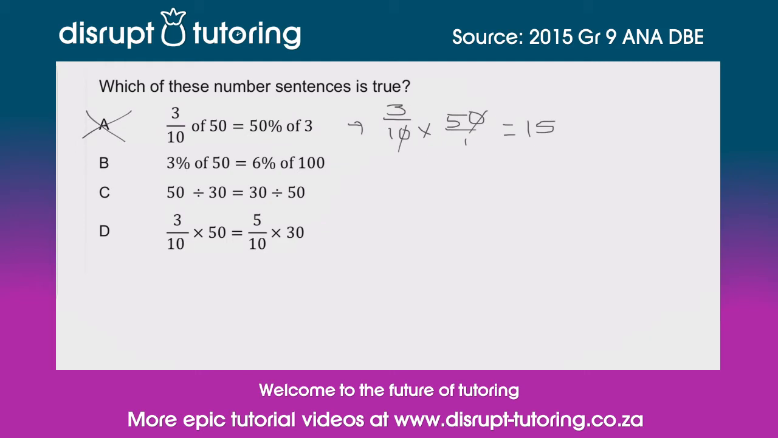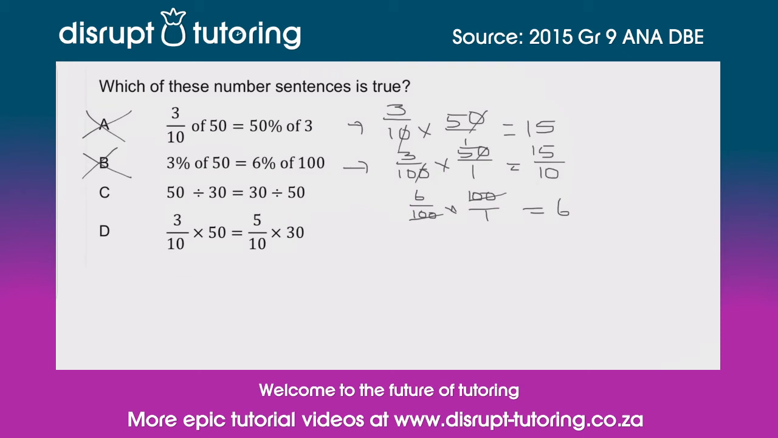Now, let's do 3% of 50. So on the right-hand side here, we're going to say 3% of 50. So that's going to be 3 over 100 times 50 over 1, and we're going to just cancel those out, and we're left with 3 times 5, which is 15, and that's going to be over 10 times 1, which is 10. Okay, so that's going to be 15 over 10. Now let's do 6%, so 6% is 6 over 100, times 100 over 1. Those two cancel, and we're left with 6. So we know that B cannot be true.